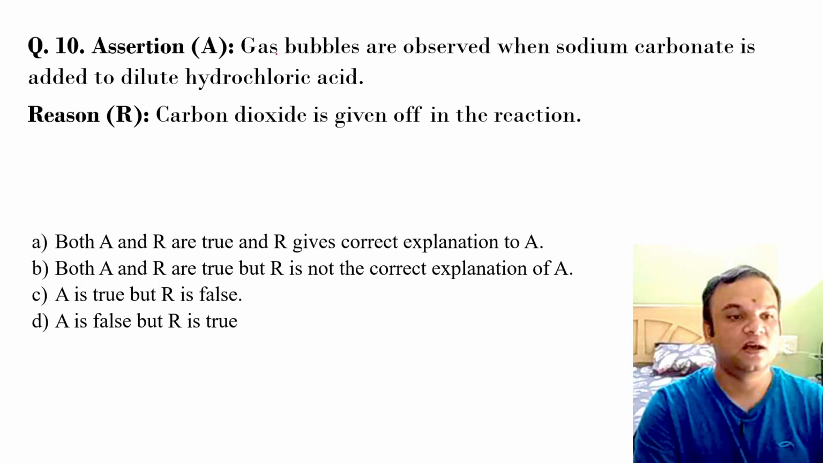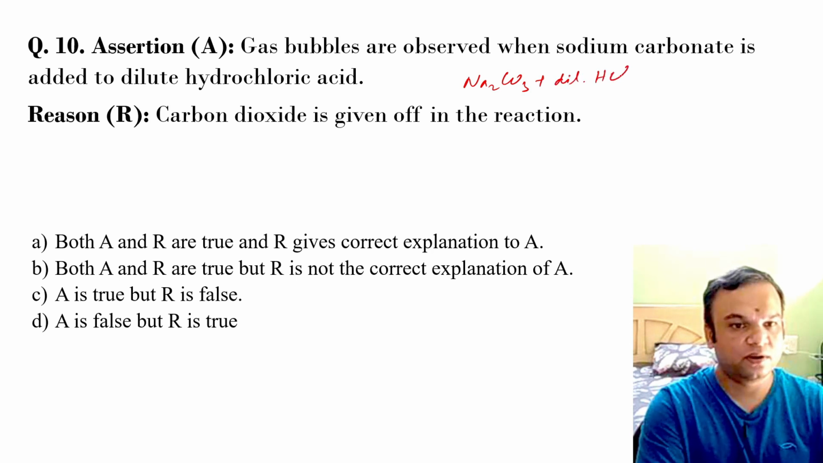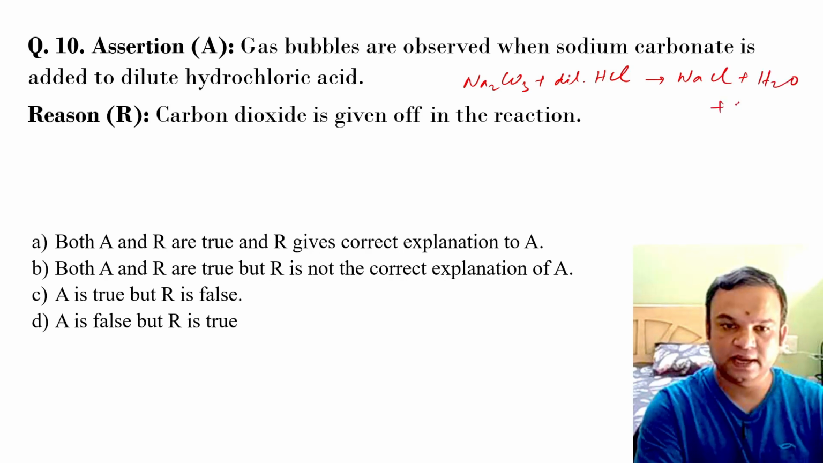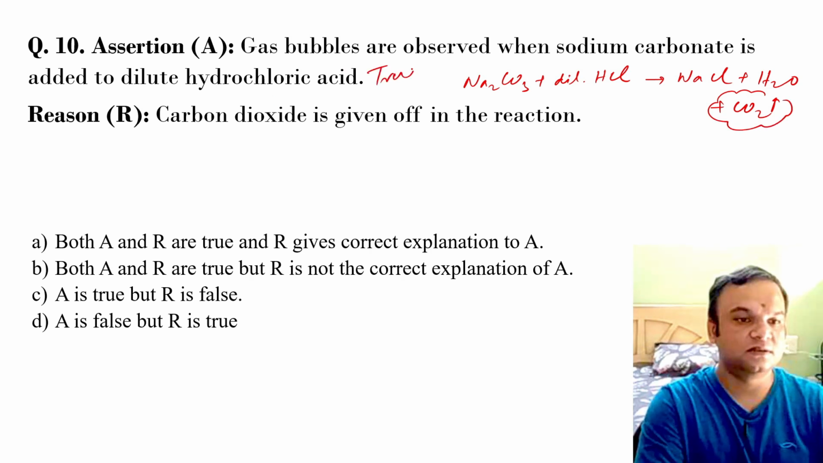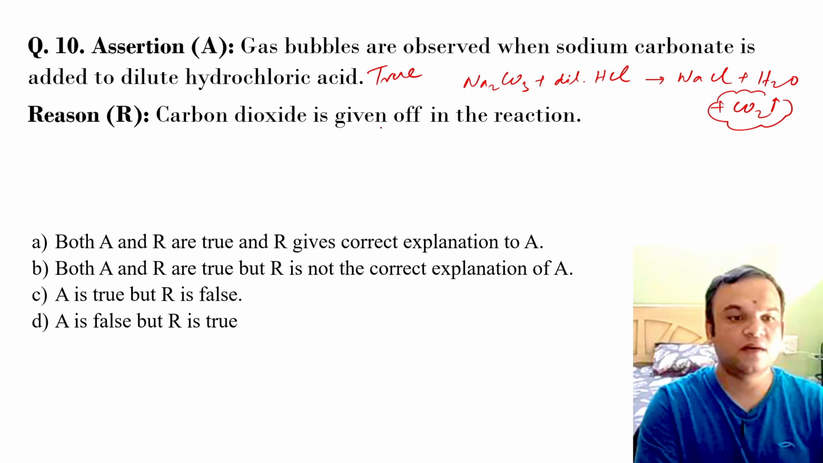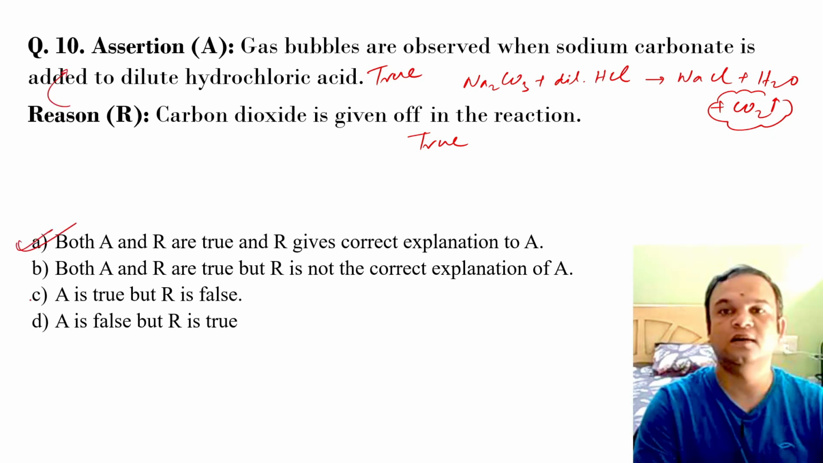The next question states that gas bubbles are observed when sodium carbonate is added to dilute hydrochloric acid. Sodium carbonate is Na2CO3, and it is added to dilute hydrochloric acid. It forms NaCl, water is released, and carbon dioxide gas is also released. So the bubbles which are produced are because of the carbon dioxide, and that is why this is a true statement. The reason states that carbon dioxide is given off in the reaction. It is also a true statement and it is giving an explanation to the assertion, and that is why option A will be the correct answer for this question.